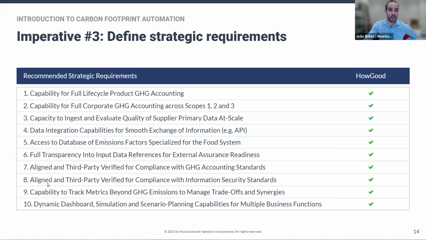Eight, look for compliance with information security standards, right? If you're doing the GHG accounting of a formula that is innovative, you want to make sure that your trade secrets are as protected as they possibly can be. Nine, as much as you're focusing on carbon, don't lose sight of other metrics, so prioritize platforms that can also give you access to other metrics. And 10, look for platforms that can enable you to dashboard and do different types of simulation and scenario planning, so you have what it takes to reach your GHG accounting goals.